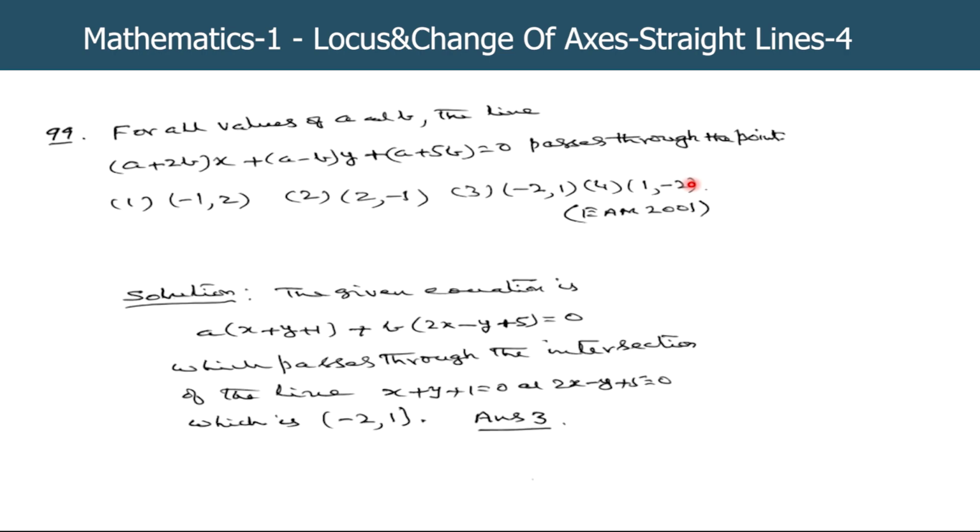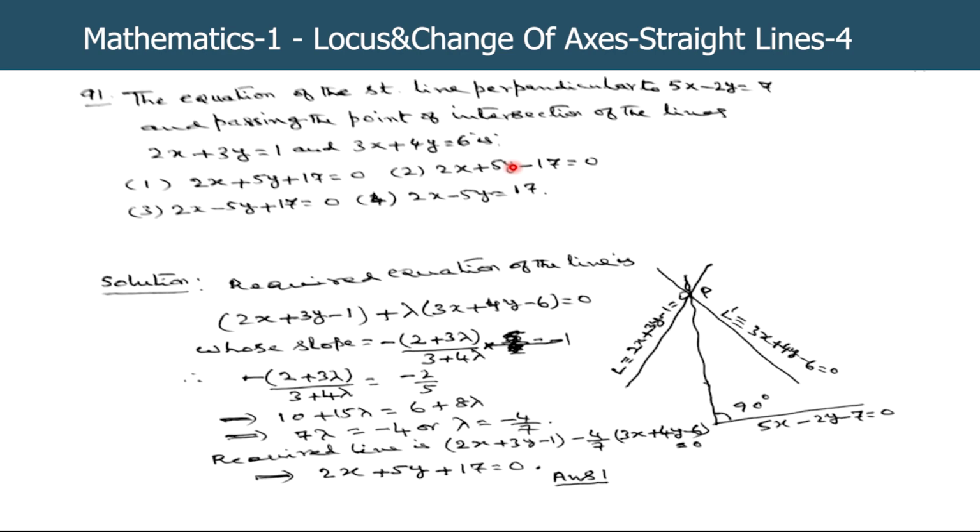Now write it in the form of ax plus by plus c equal to 0. So, rewriting the given line equation, we have a into (x plus y plus 1) plus b into (2x minus y plus 5) equal to 0. And you know that this equation represents a line passing through the point of intersection of the lines x plus y plus 1 equal to 0 and 2x minus y plus 5 equal to 0, whose point of intersection is simply (minus 2, 1). So, the correct option is option number 3.